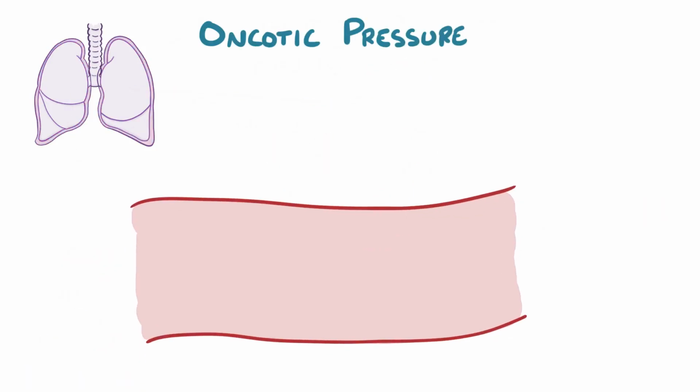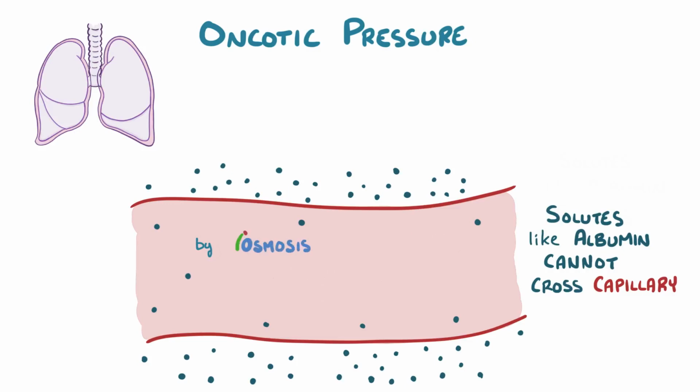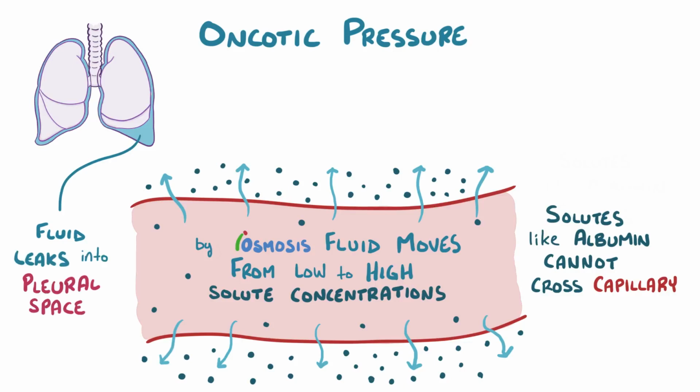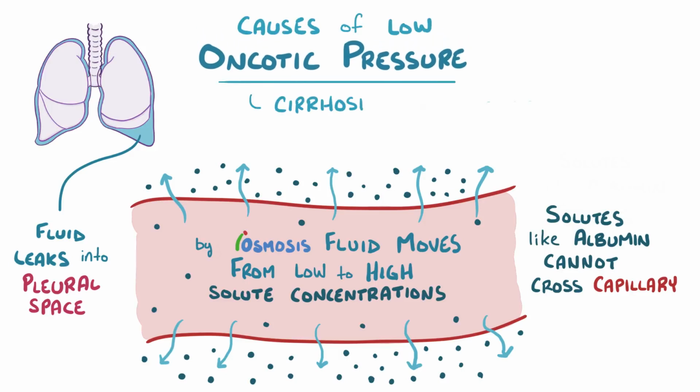Oncotic pressure results from the inability of solutes like large proteins, for example albumin, to move across the capillary. By osmosis, I'm talking about the process, not the company, fluid moves from areas of low solute concentration to high solute concentration. Fluid therefore flows out of the capillaries and leaks into the pleural space when there's a decreased oncotic pressure in the blood vessels. Two causes of low oncotic pressure are cirrhosis, where the liver makes fewer proteins, and nephrotic syndrome, where proteins are lost in the urine.